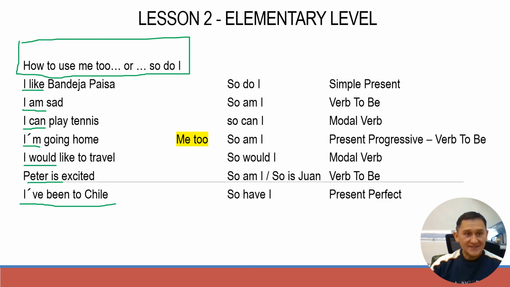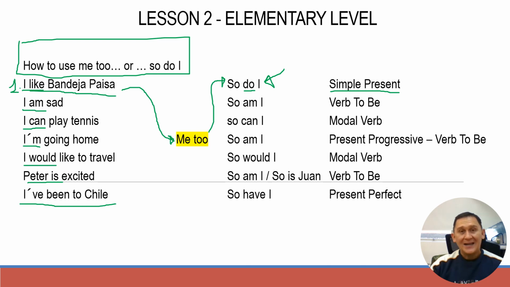So when I say the first sentence, "I like bandeja paisa," you can say either "me too" or "so do I." Why are we using do? Because do is the auxiliary for simple present and is the auxiliary for this pronoun. Okay? Let's check the second one.